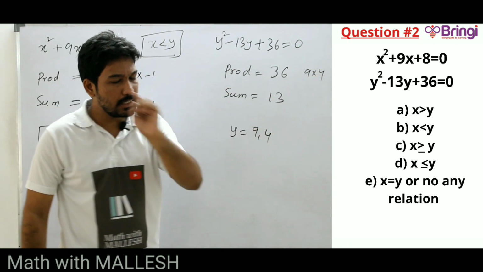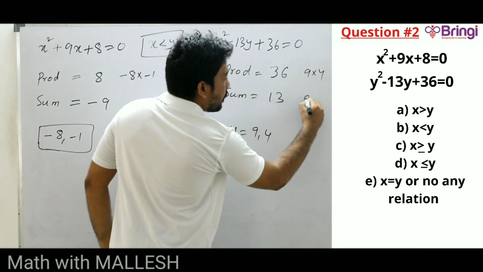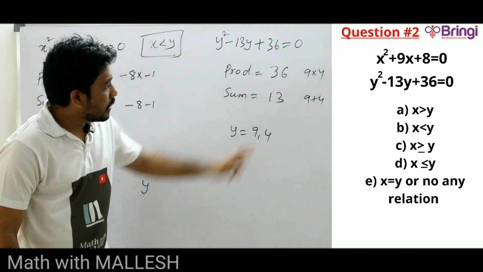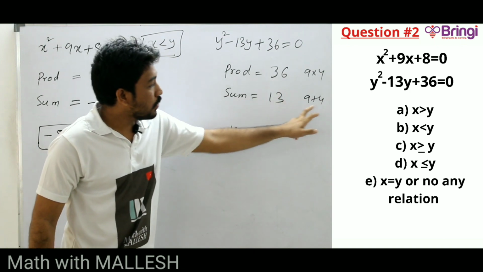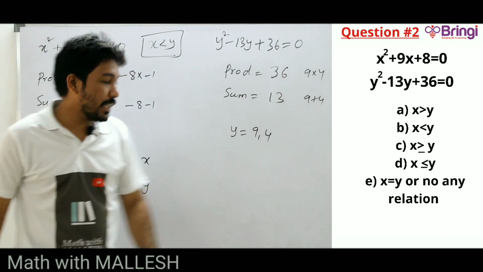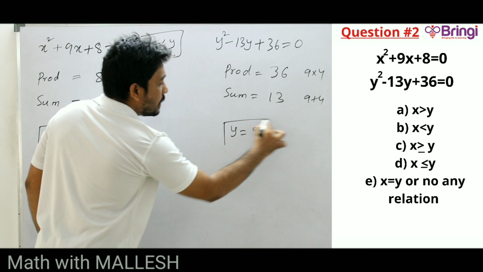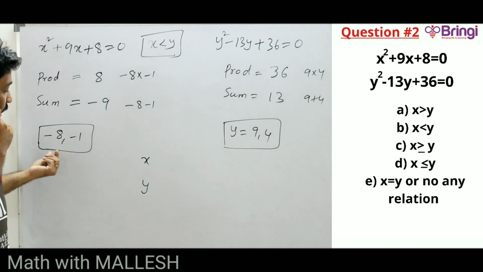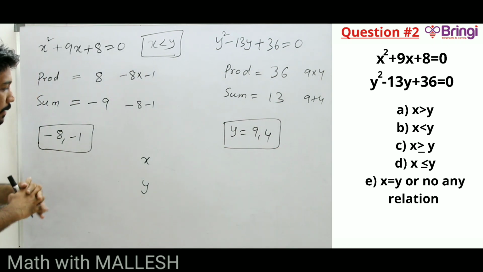9 4s are 36. Perfect. And 9 plus 4, check. उसका मल्टीप्लीकेशन 36 और उसका एडिशन भी 13. Perfect answers. So y is equals to 9 comma 4 and x is equals to -8 comma -1.